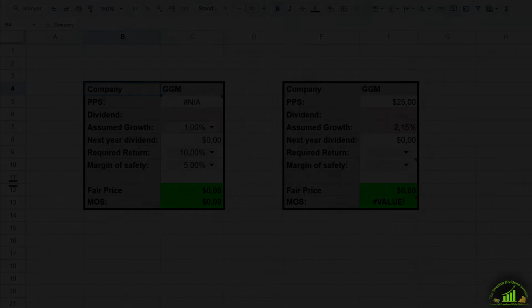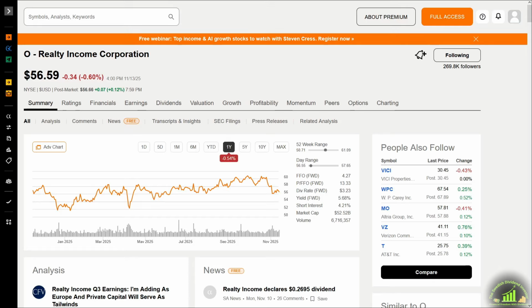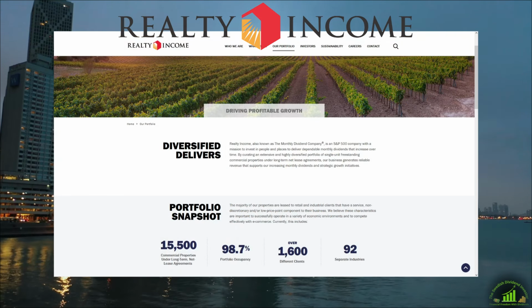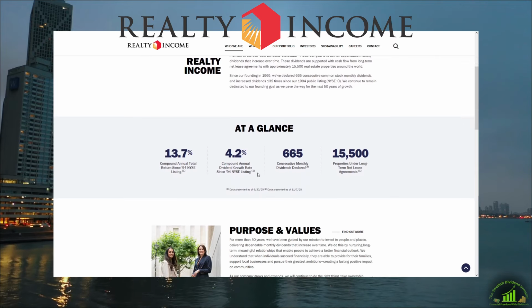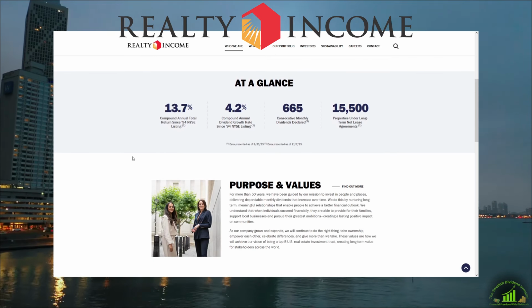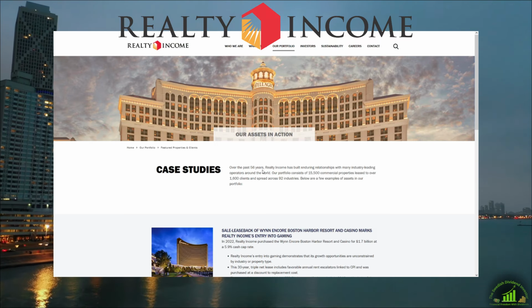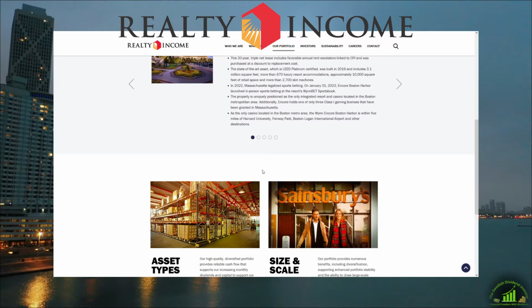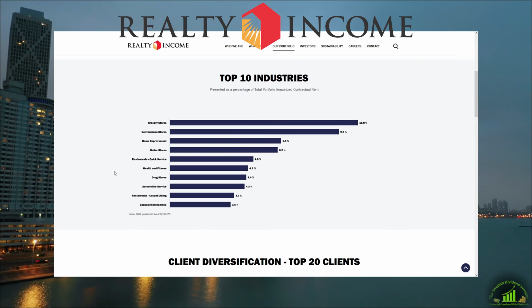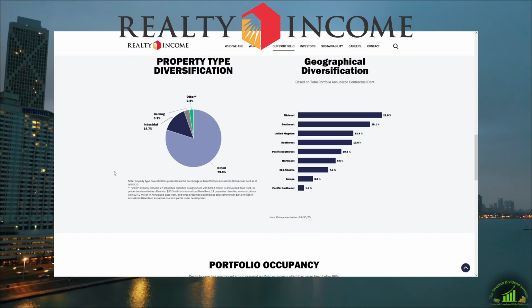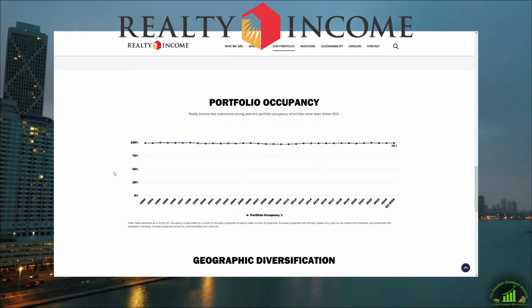Let's jump straight into it. The first company we will take a look at is Realty Income, ticker O. For those living under a rock, Realty Income is a US-based real estate investment trust, best known for its focus on net lease retail and commercial properties, and its trademarked identity as the monthly dividend company. Realty Income buys commercial properties and leases them to tenants under long-term net leases, where tenants pay most property expenses like taxes, maintenance, and insurance.